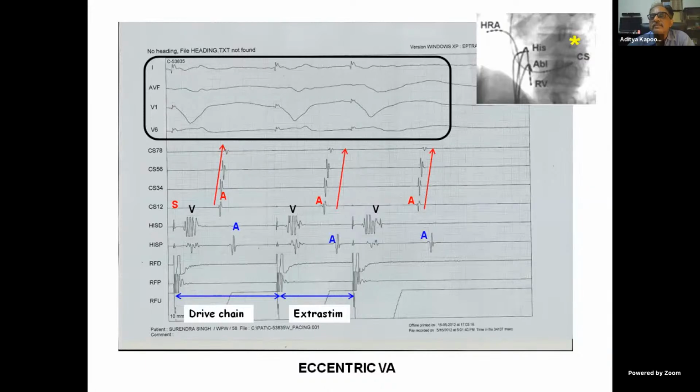So this is what is called an eccentric VA, right? CS gets activated earlier. अब मान लो, can you see my arrow over here? Yes, sir. So मान लो posterolateral pathway है, so this middle CS will get activated first. मान लो posteroseptal pathway है, so CS 9, 10 will get activated first. Depends on where the pathway is located, right? Right free wall है, तो RA will get activated first.